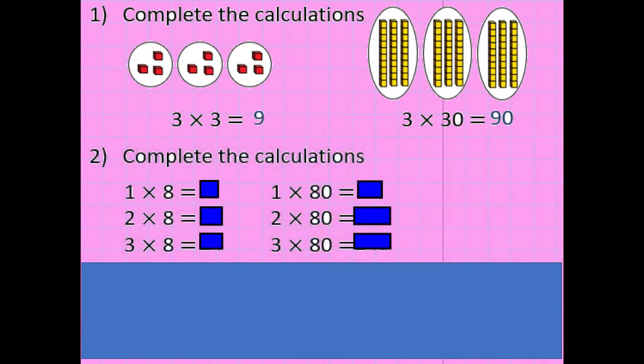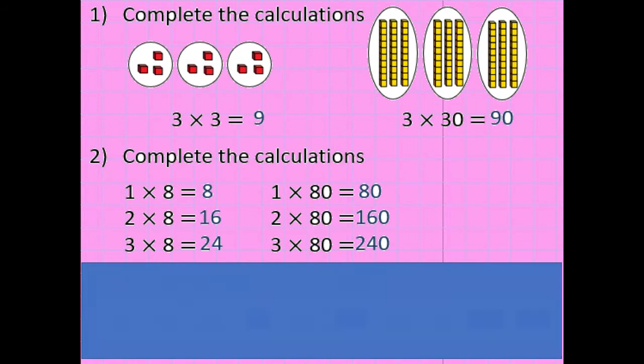Question 2. So have a go, pause it, work out the ones on the left-hand side, and they will help you to work out the ones on the right. And then press play again when you're ready to look at the answers. So 1 times 8 is 8, as we know. So using that, we go 1 times 80 is 80. 2 times 8 is 16. So 2 times 80 becomes 160. 3 times 8 is 24. So we use that to find out that 3 times 80 is 240. Okay, so tick those if you got them right. Keep working on looking for those patterns as you work through.